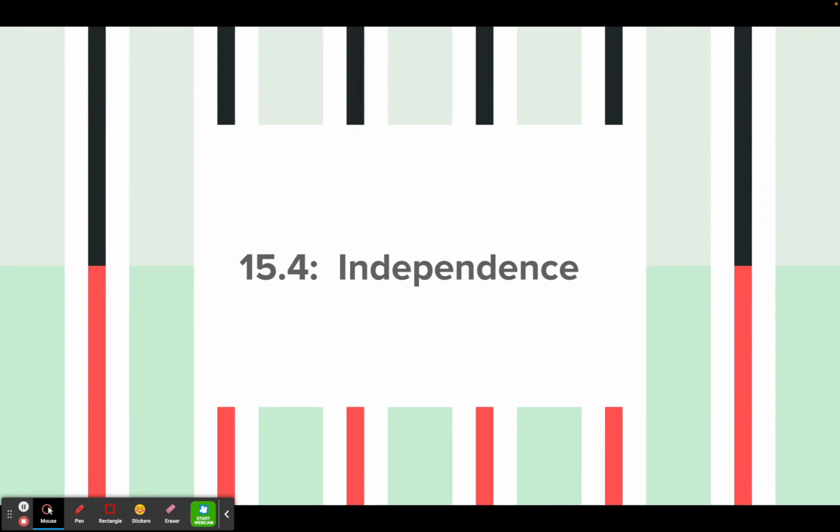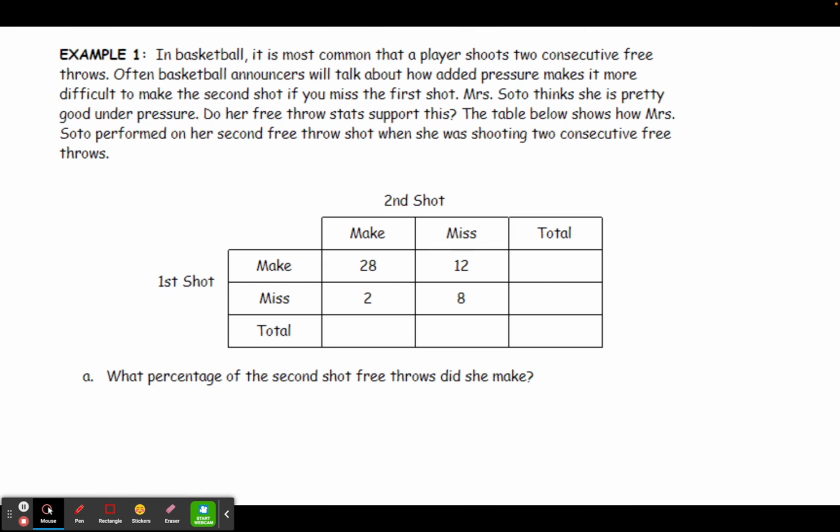In lesson 15.4, we're going to be exploring the idea of independence. We talked a little bit about independence in an earlier chapter when we looked at something called the hot hand, or winning streaks or losing streaks. In chapter 15, we're going to look at it a little bit differently.